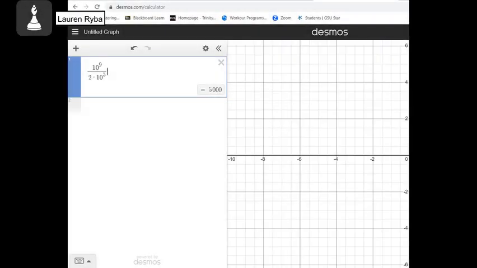The one calculator I will use a lot is Desmos. And you can see here, I entered those numbers, 10 to the ninth divided by 2 times 10 to the fifth, and I just got 5,000. So feel free, if you do not have a scientific calculator, to go to desmos.com and use that for all of your calculations.